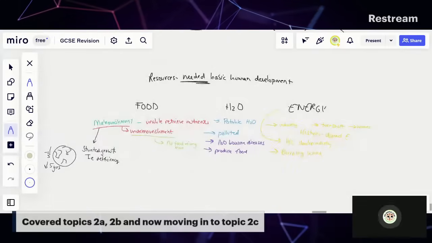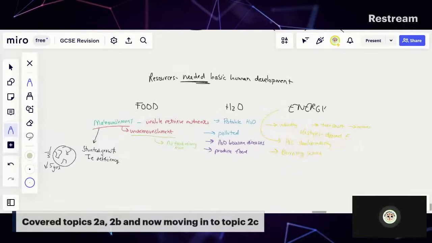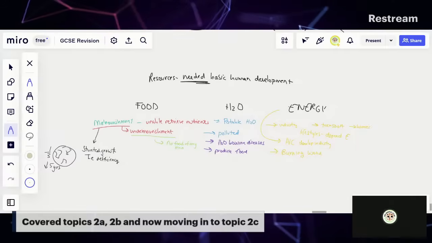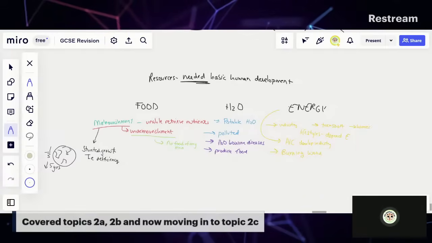Now, any lack of each of these three resources can have a massive effect on a person's ability to attend school or to attend work. Therefore, this can prevent people from learning or earning money or improving their country's economy. So you can see the knock on effects of these three resources.